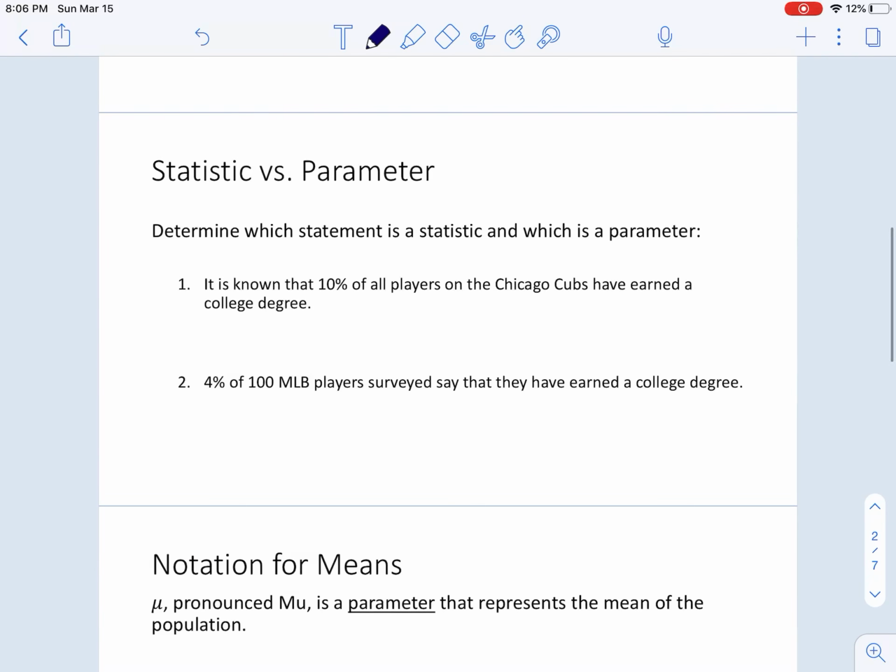So, now that you have a little bit of a background, you might want to try these two problems without watching the video first. So pause the video and then come back and see how you did.